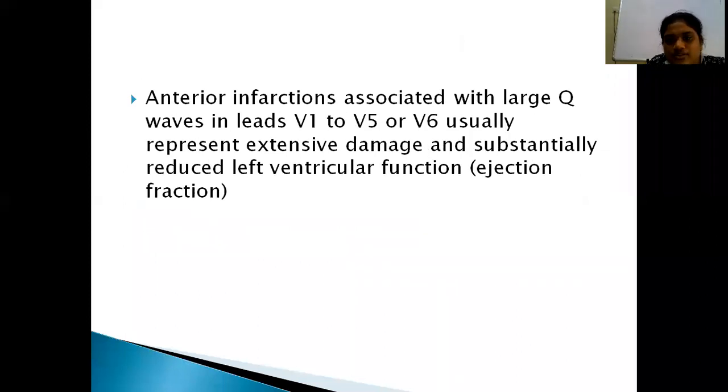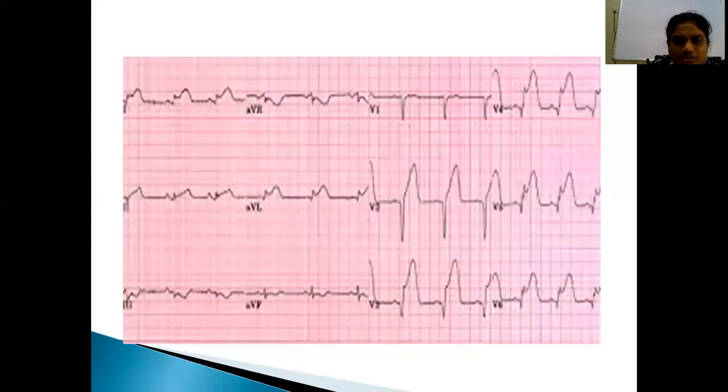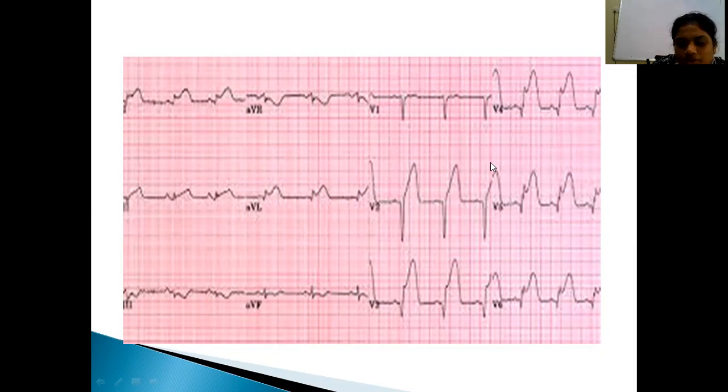The anterior infarcts that are associated with large Q waves in the leads from V1 to V6 usually represent extensive damage, leading to reduced left ventricular function and reduced ejection fraction. So here we can see from V1 to V6 ST segment elevations, and tall T waves you are able to see, but still the Q waves are not completely formed.